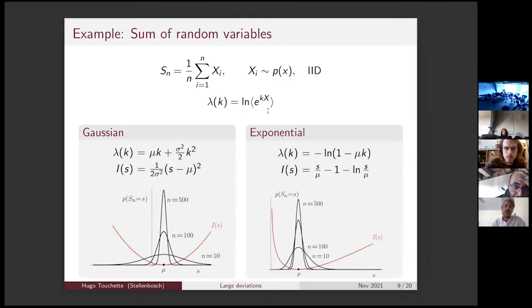And so here you just play the same game. If you take, for instance, a sum of Gaussians, you can calculate the cumulant. The cumulant of a Gaussian distribution is just a parabola.